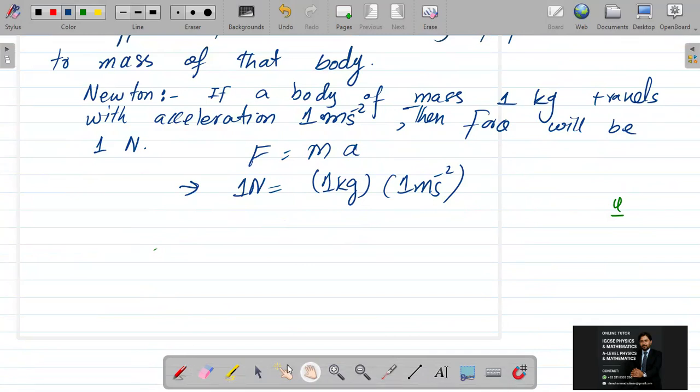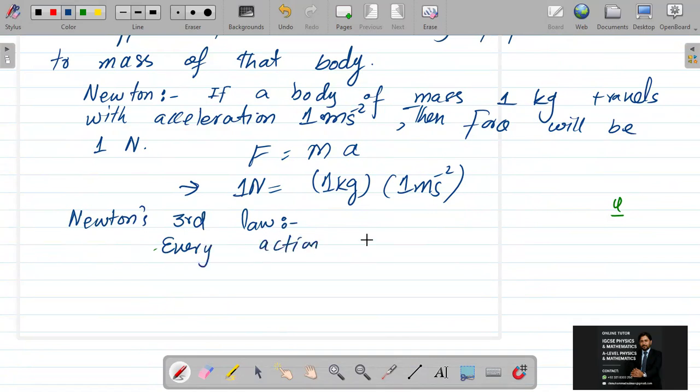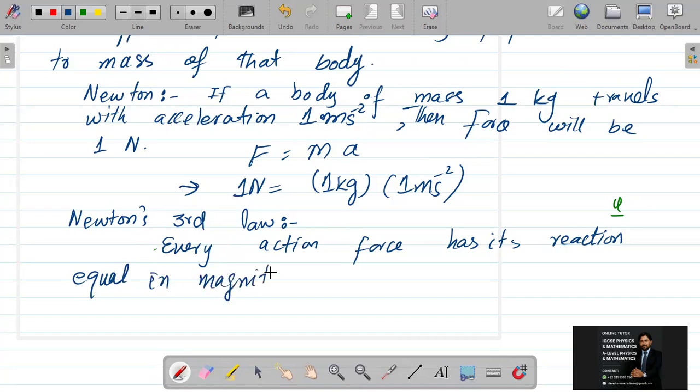In the last part of today's lecture, I am going towards Newton's third law of motion. It states that every action force has its reaction equal in magnitude but opposite in direction.